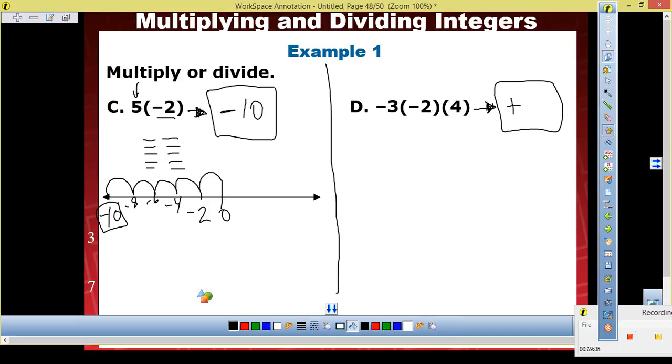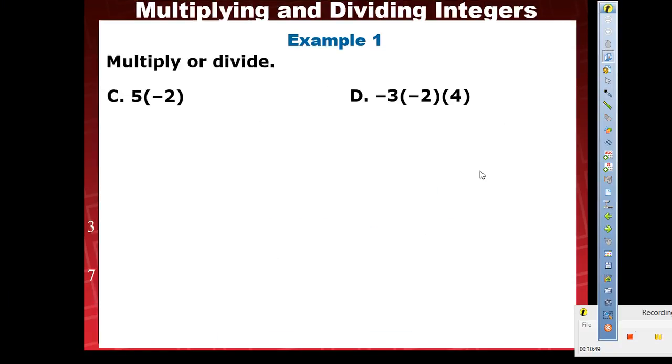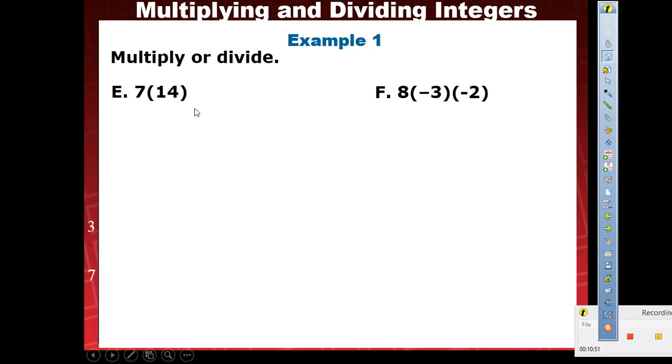And the rectangle, or the area model. Base is -2, height is 5. Are they the same sign? No, and this is -10. And this one, what is 3 times 2? 6 times 4, 24. Hands if you got that. Okay? All right. So, copy these next two. Example 1E and 1F.